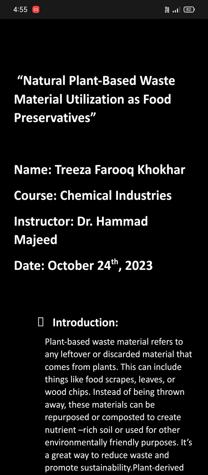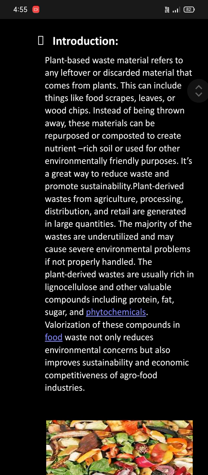I am going to start my presentation with a brief introduction. Plant-based waste material refers to organic matter derived from plants that is no longer needed or useful for its original purpose. This can include various parts of plants such as stem, leaves, roots, and fruit peels, as well as plant-based products like paper, cardboard, and wooden items. When these materials are discarded or reach the end of their life cycle, they become waste.